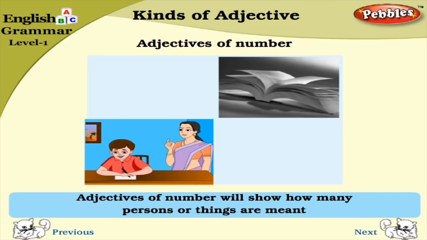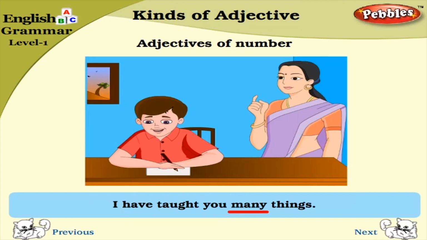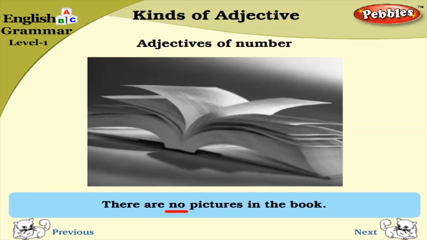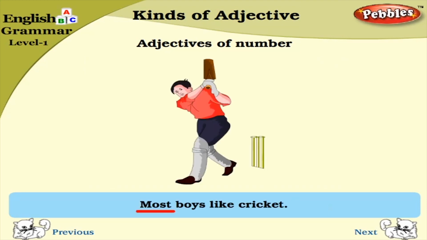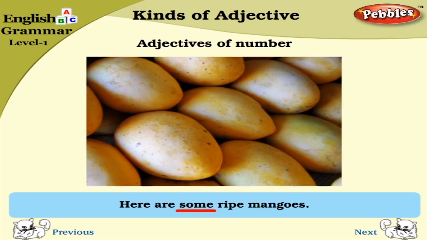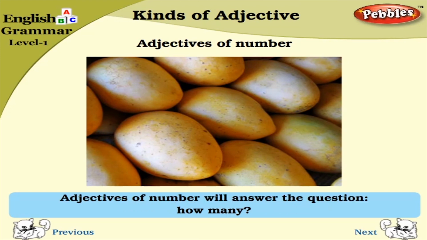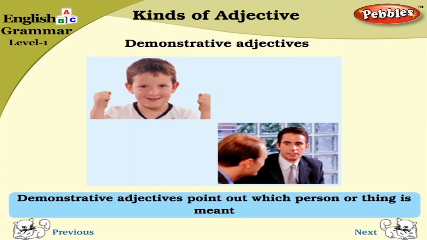thing stands. I have taught you many things. There are no pictures in the book. Most boys like cricket. Here are some ripe mangoes. Adjectives of number will answer the question how many. Well said. Demonstrative adjectives point out which person or thing is meant.